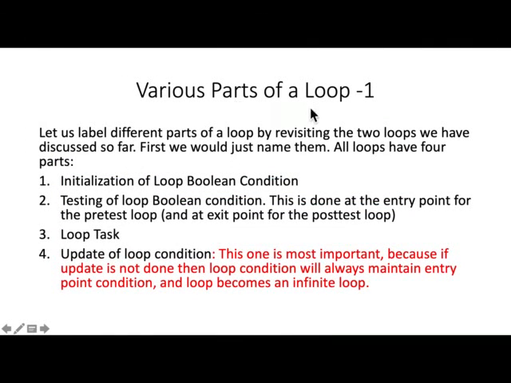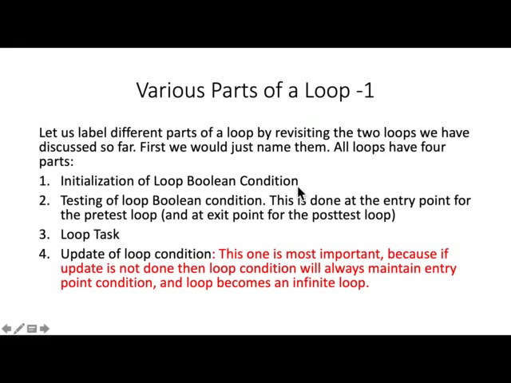Next we want to talk about the various parts of a loop. Design of a loop is not possible without understanding the various parts of a loop. So we label the different parts of a loop by revisiting the two loops we have discussed so far. First, we'll just name them. I think I'll revisit in this video just one. But all loops have 4 parts. Here I'm just doing a laundry list. On the next slide I'll show you what they are.